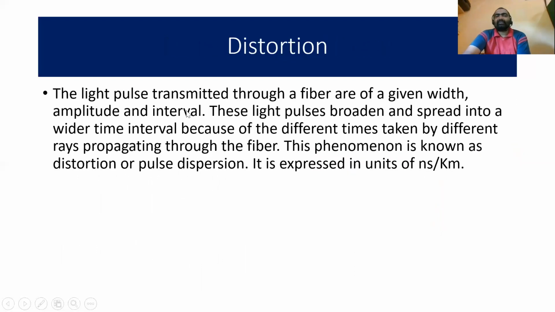The light pulses transmitted through a fiber are of a given width, amplitude, and interval. These light pulses broaden and spread into a wider time interval because of the different times taken by different rays propagating through the fiber. This phenomenon is known as distortion or pulse dispersion. It is expressed in units of ns per km.